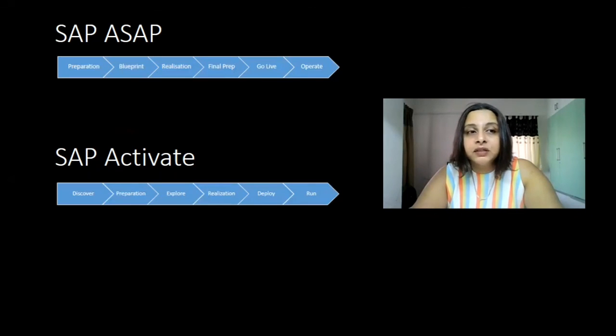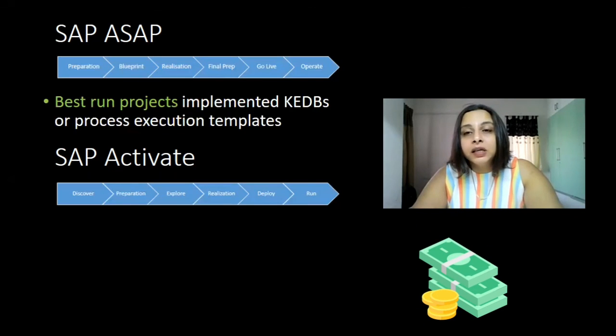Now next, if you see in case of ASAP, the best run projects implemented KEDB or process execution templates. This KEDB is a term which is used in ITIL nomenclature, and it is a synonym for process execution template.